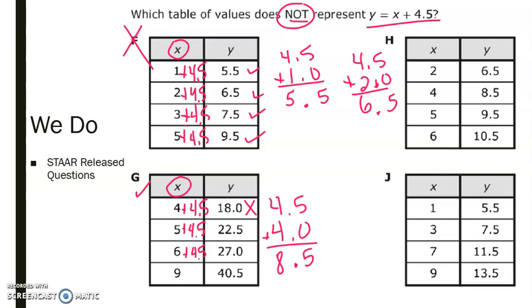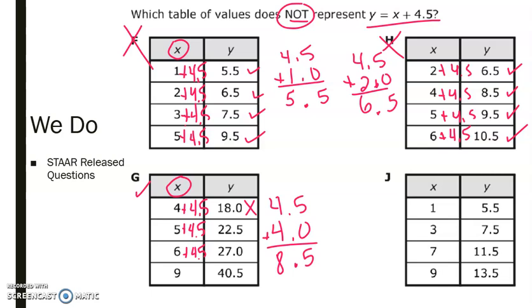We'll check the other ones. So 4 5/10 plus 2. That is 6 5/10, so that is correct. Then we have 4 plus 4 5/10, that is 8 5/10. 5 plus 4 5/10, that is 9 5/10. And 6 plus 4 5/10, that's 10 5/10. So this one is correct, therefore it's not our answer.